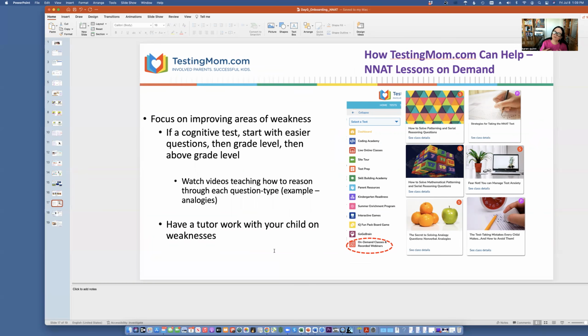as I said, remember that we want you focusing where they might be weaker. So if you find that there's something that's really hard for your child, let's say nonverbal analogies, we have content on the site. We have webinars all about solving nonverbal analogies or patterning questions or serial reasoning questions, all the things that they're going to see on this test.